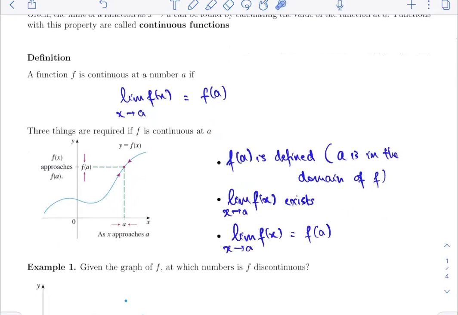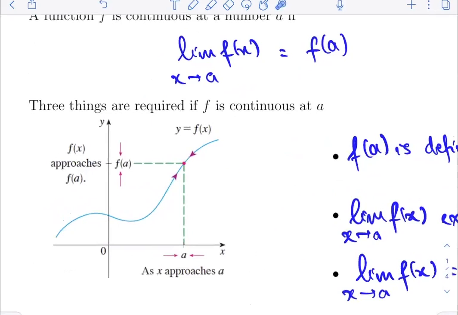Okay, so for instance, given the graph right here, we know that the function exists at x equal to a because you have a closed circle right here. At the same time, the limit of the function as x approaches a from the left equals the limit as x approaches a from the right. Therefore, the limit approaches the same value. And by looking at this graph, you can see that the limit of the function is equal to the evaluation of the function at x equal to a. Therefore, this function is a continuous function.